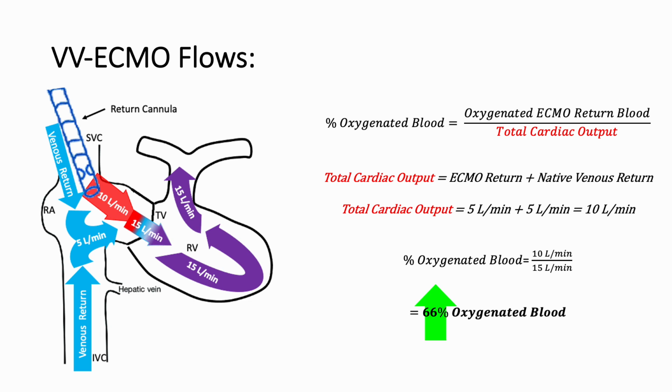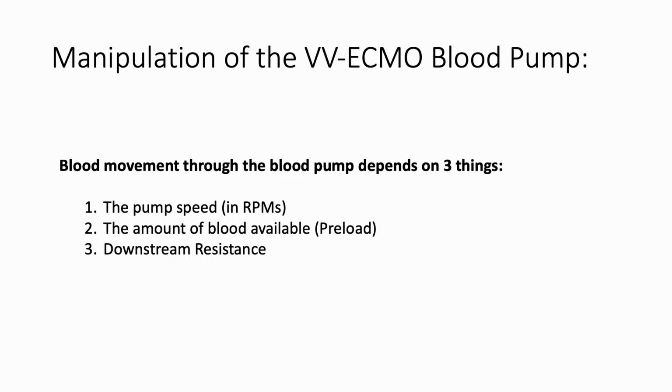This blood, because it essentially remains unchanged, will also be reflected by a higher proportion of oxygenated blood on the systemic side, as this blood will continue from the right heart to the left heart and onto the circulation. The problem with this idea is that there are limits as to how much blood can be moved through the VV-ECMO circuit. Blood movement through the pump depends on 3 things.